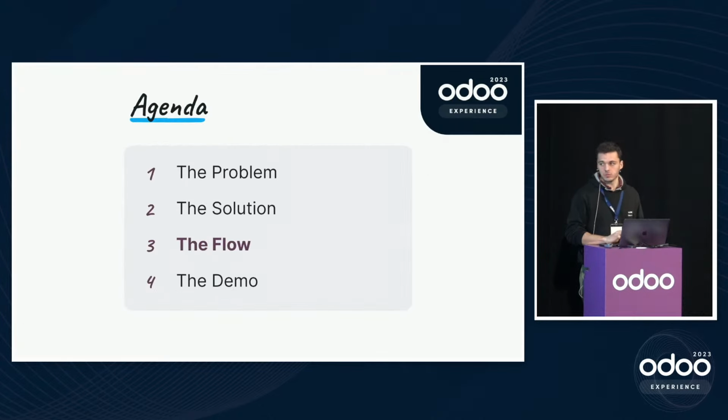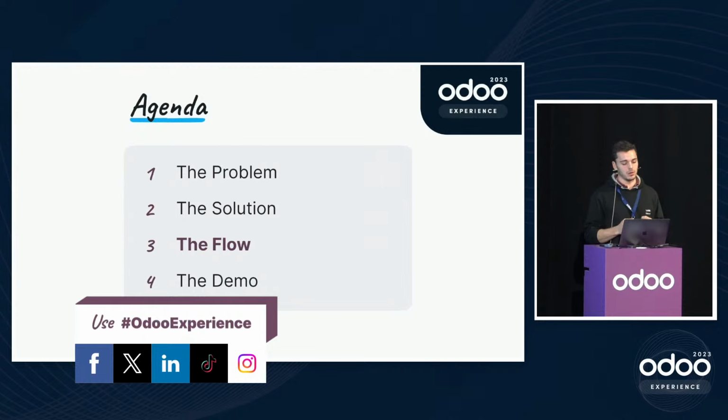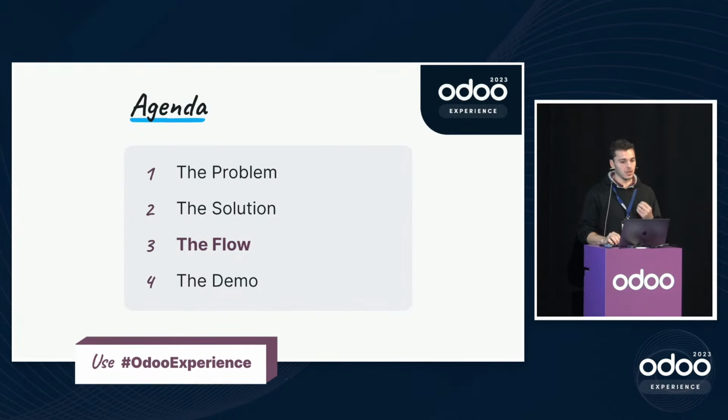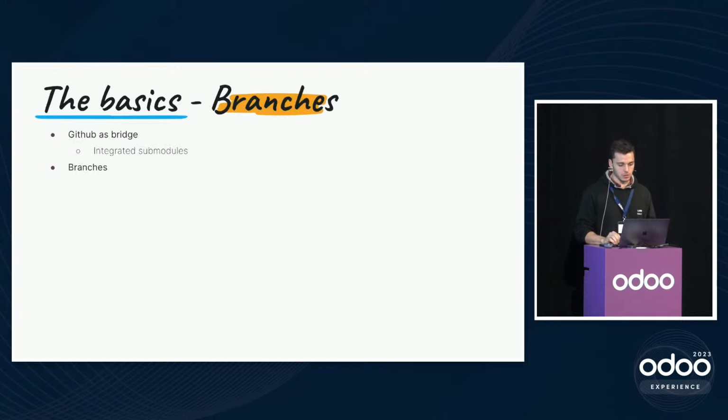So, okay. Now that we have seen what the functionality is and why I want to use it, we'll see how it works and the concepts I talked about earlier, to understand how to use it as efficiently as we can. So the first concept that we have to understand is branches.